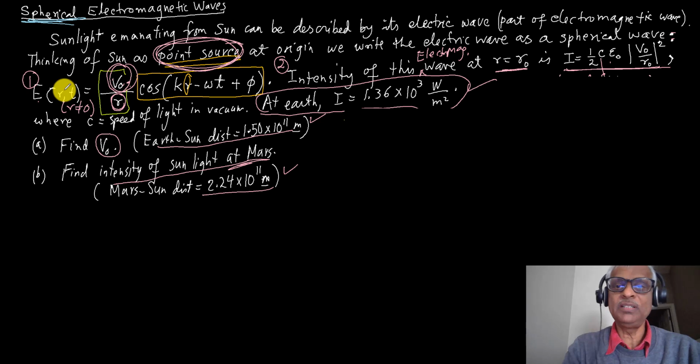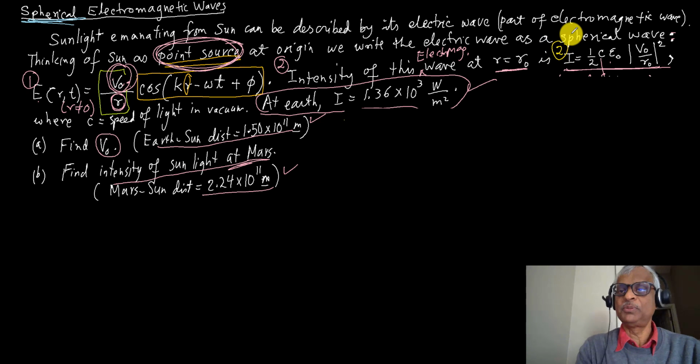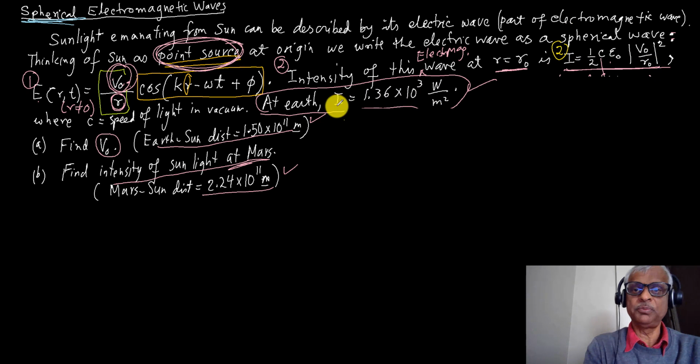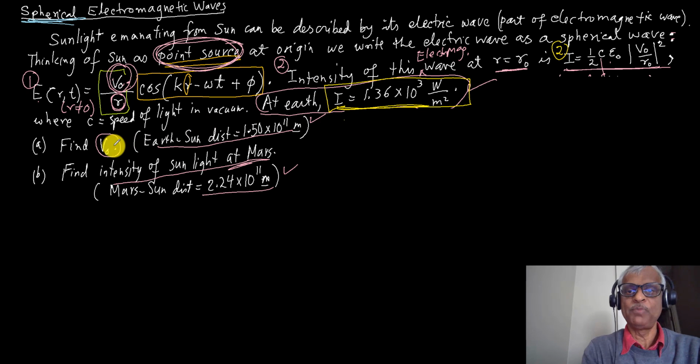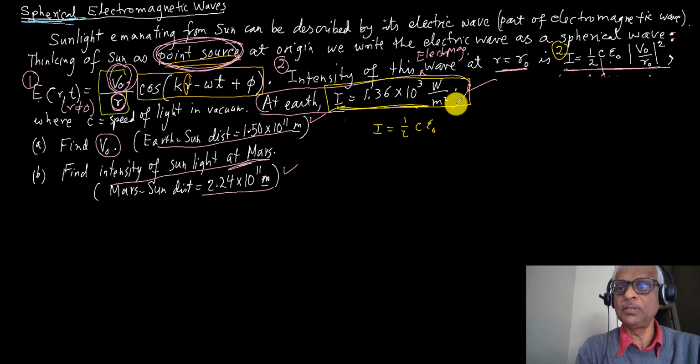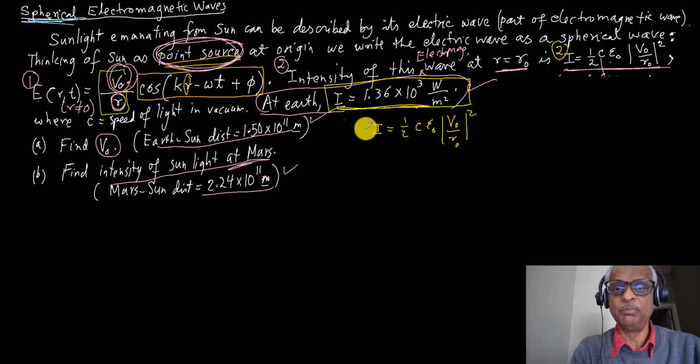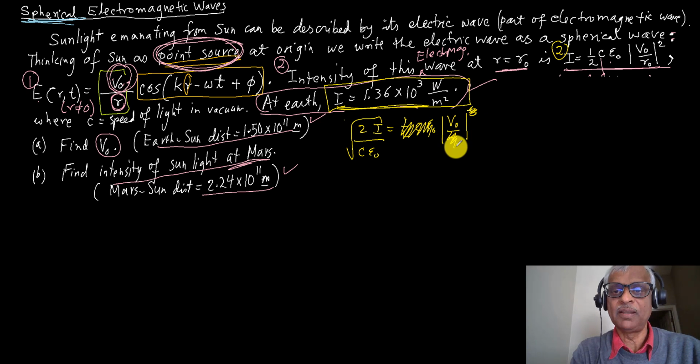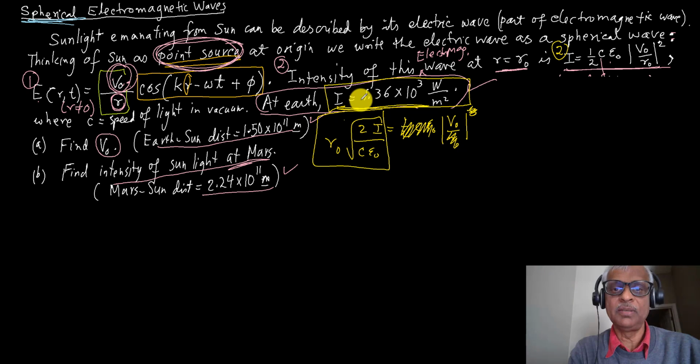So I have equation 1 and equation 2. We want to use the R0 value to get V0. Let's write down I equals half c epsilon naught V0 over R0 squared. Moving this over here, c times epsilon naught goes over there and becomes a square root, and R0 goes out there. So that's the answer, with I given and R given as the Earth to Sun distance.